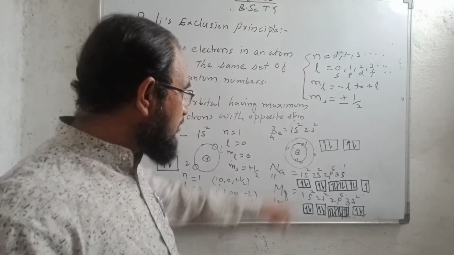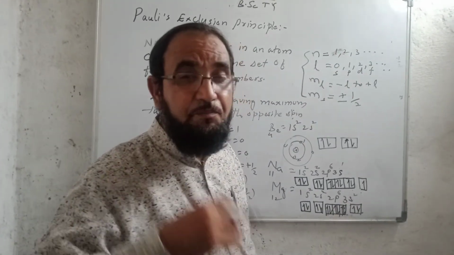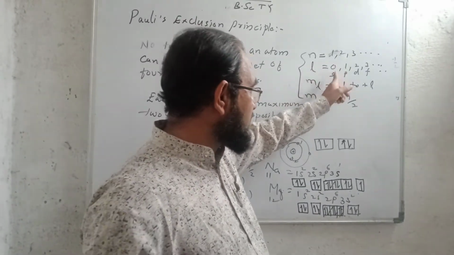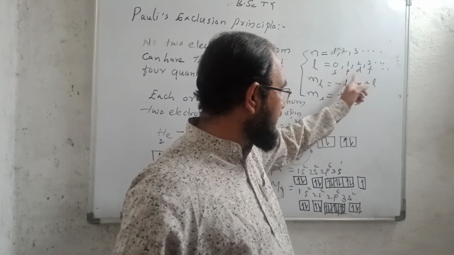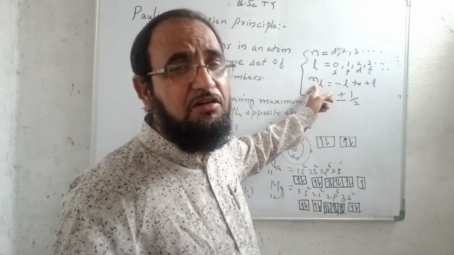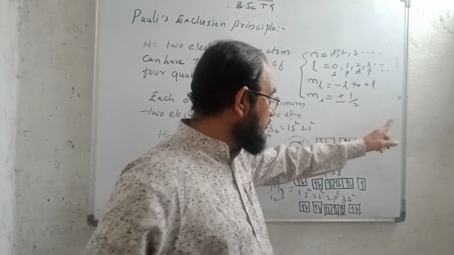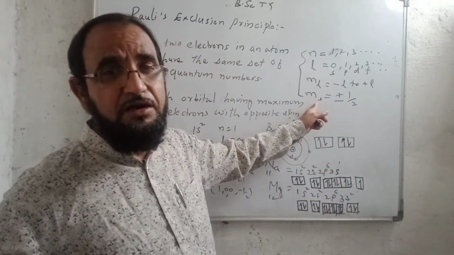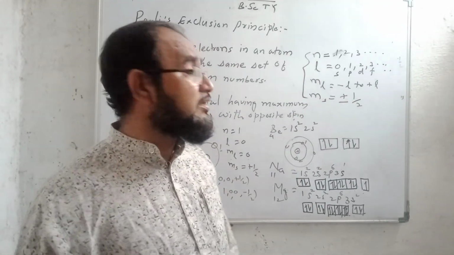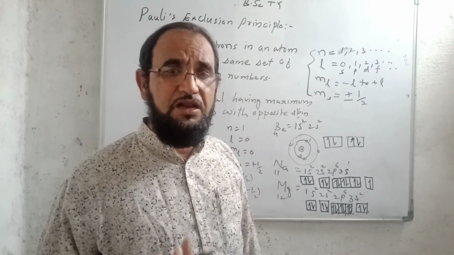So remember the values of n will vary from 1, 2, 3 and so on. That is the principal quantum number. Then azimuthal quantum number or the orbital quantum number 0, 1, 2, 3 for s, p, d and f. Now there is the magnetic azimuthal quantum number or the magnetic orbital quantum number. Value will vary from minus l to plus l, and the spin quantum number will vary as plus or minus half. So it can be explained with the help of the Pauli's exclusion principle. Thank you.